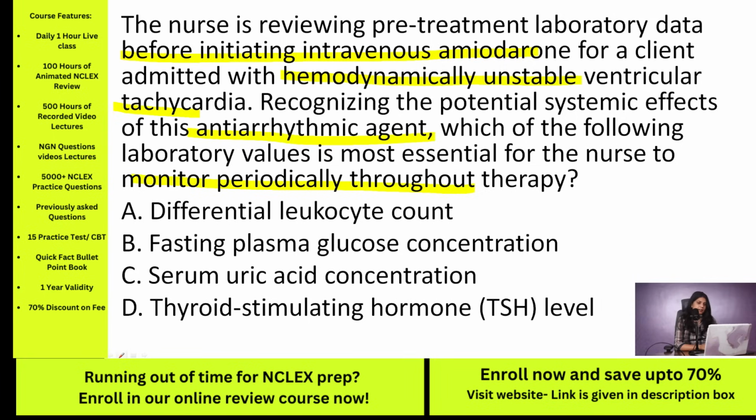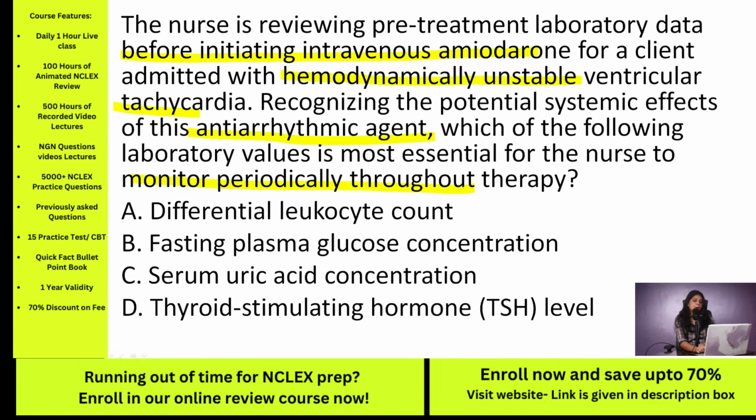Option A, differential leukocyte count. Option B, fasting plasma glucose concentration. Option C, serum uric acid concentration. Option D, thyroid-stimulating hormone level. Now let's identify which of these labs must be monitored closely while the client is on amiodarone.